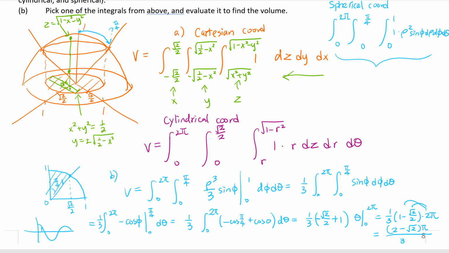Okay, so now you can compare the 3 types of coordinate systems. Which one is easier? If our solid is a portion of a sphere, it's better to use spherical coordinates. Otherwise, you're going to integrate something like a square root. You probably need to use trig substitution and more integration techniques to solve the integrals, and more algebra is involved as well.